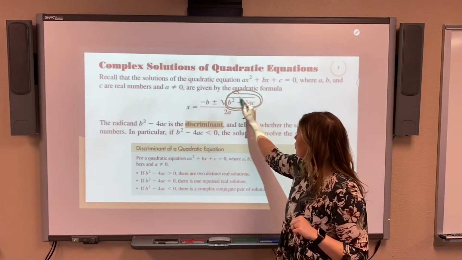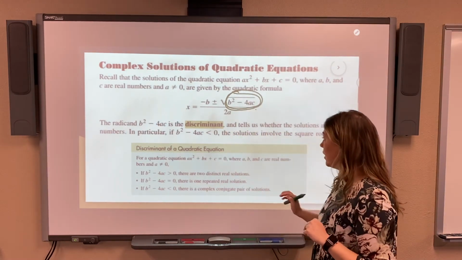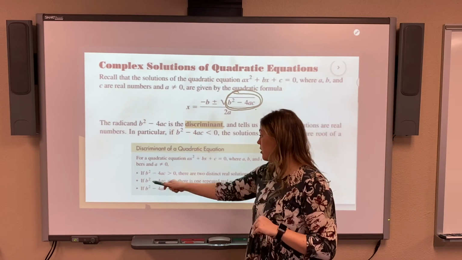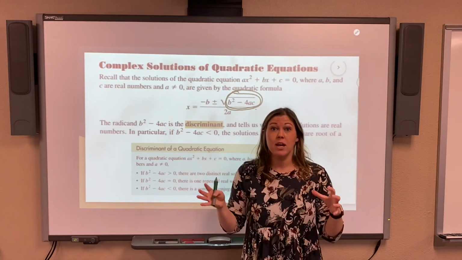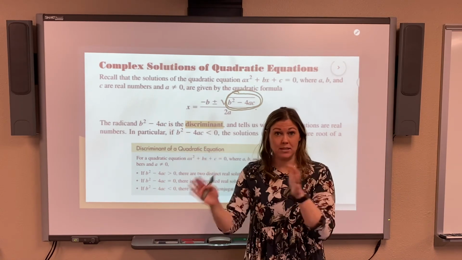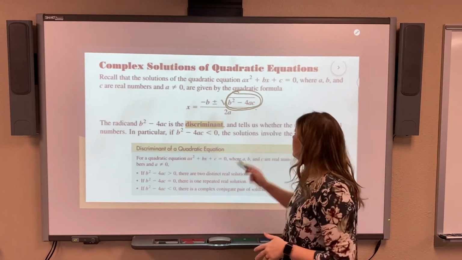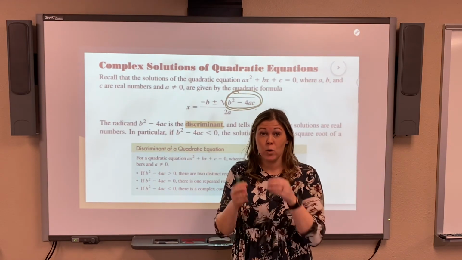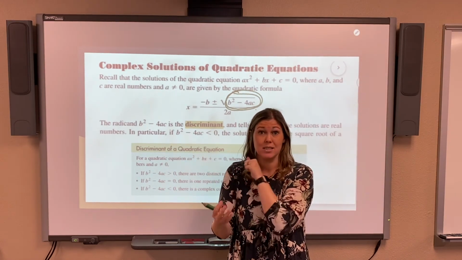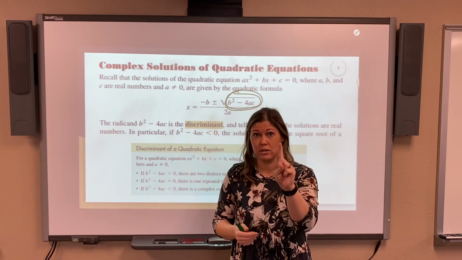Okay, so if you do your discriminant and you get a number that is greater than 0, then that means that there are 2 distinct real solutions. That means your graph is going to cross the x-axis twice. If you do your discriminant and it equals 0, that means your vertex is on the x-axis. That means you only have 1 solution.